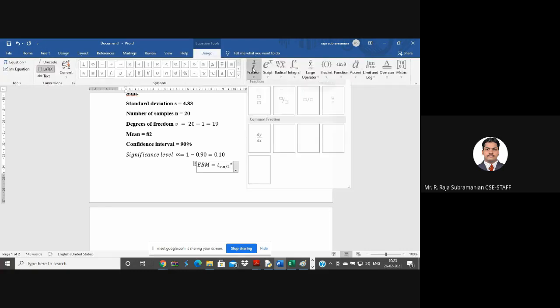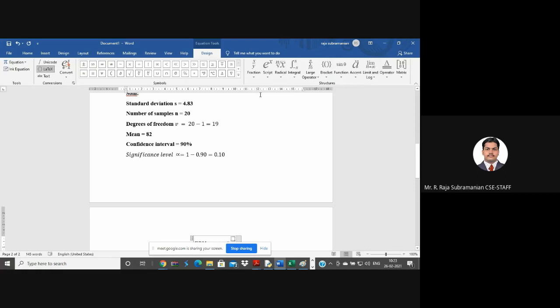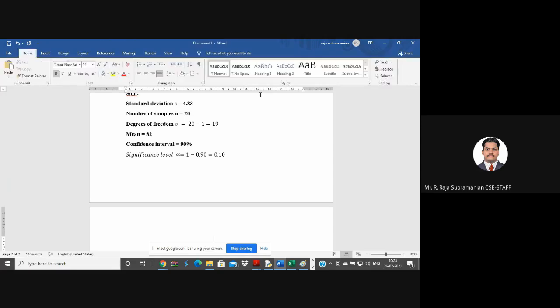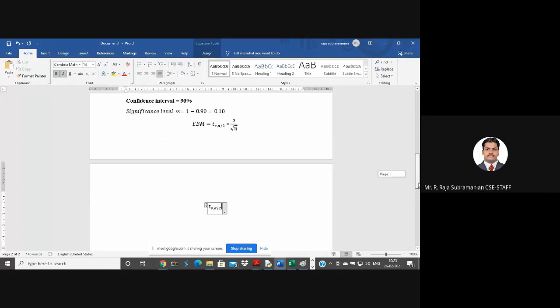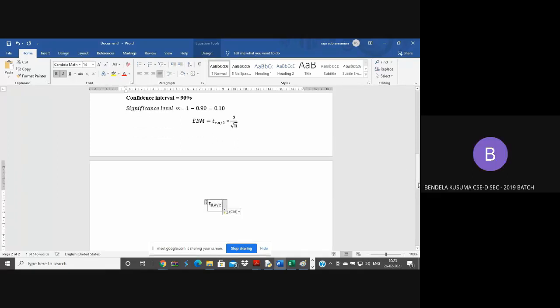Now we go into the formula. S divided by root n. What will be the T value now? What T value I have to take? Can you say? T of what will be V and alpha by 2? T19, 0.050. Okay, you are saying the final answer.